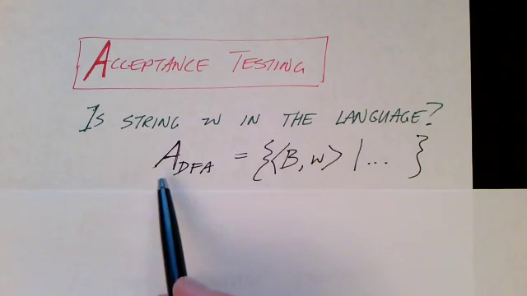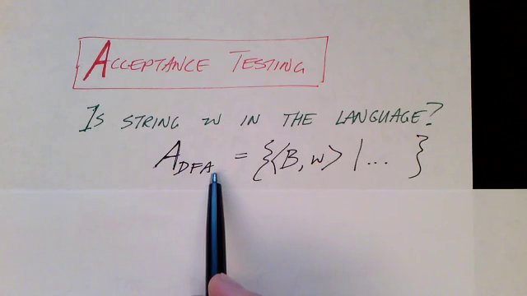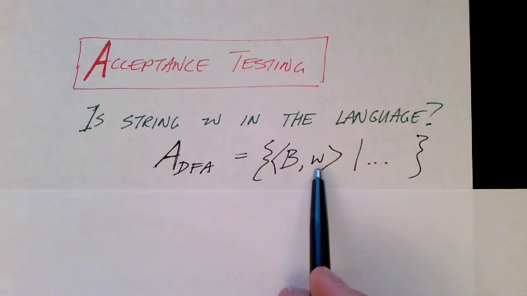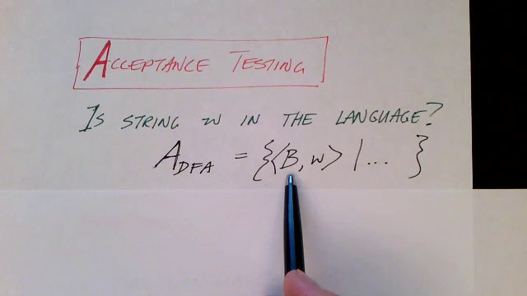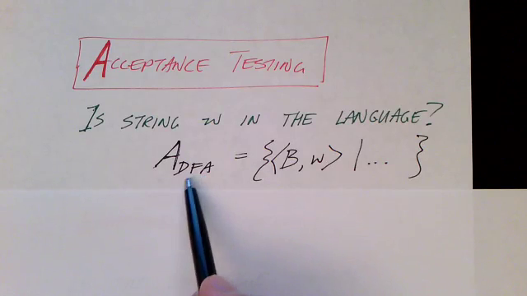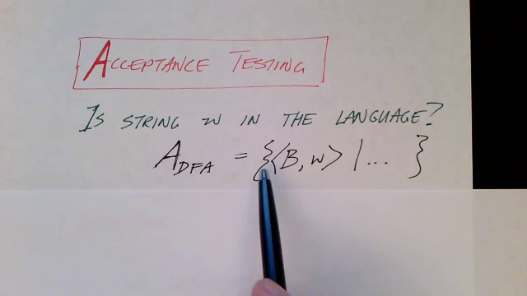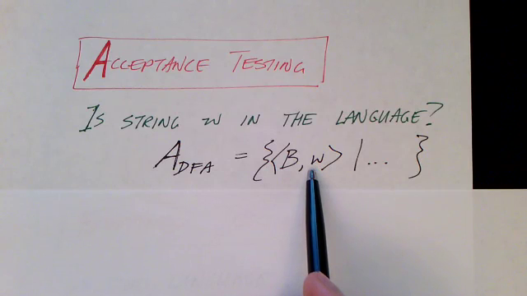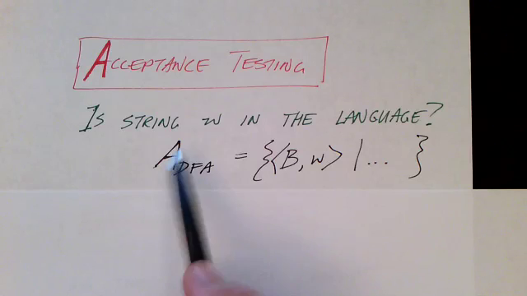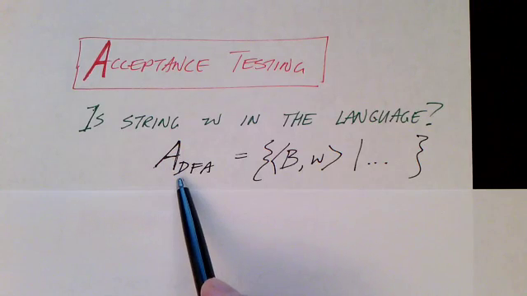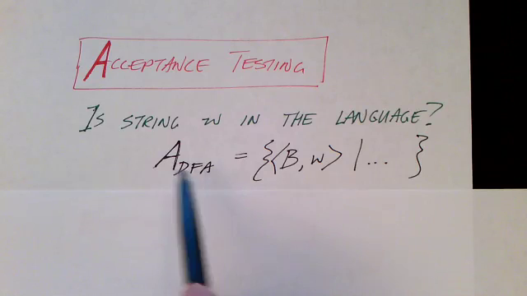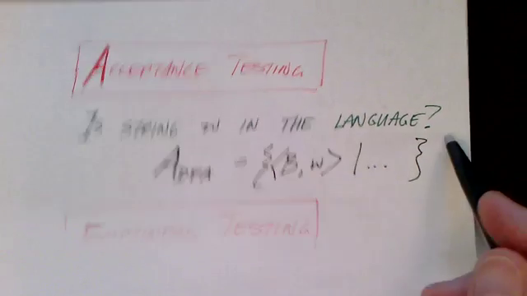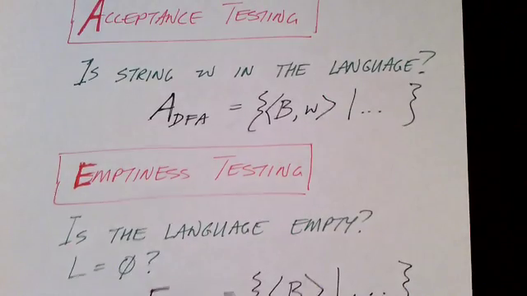And remember, we had the set A sub DFA to test whether a string W was accepted by a particular deterministic finite state automaton. We also looked at non-deterministic finite state automata, and we also looked at regular expressions. So we were asking, do they accept a particular string W? And so that is the acceptance problem, and we'll use A going forward as a symbol for problems regarding acceptance. Is a string accepted?